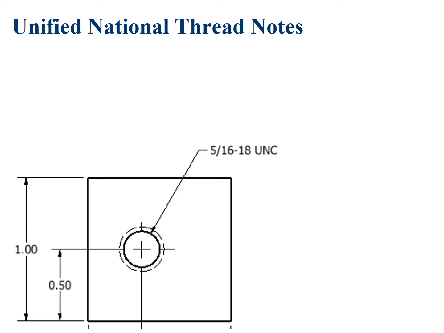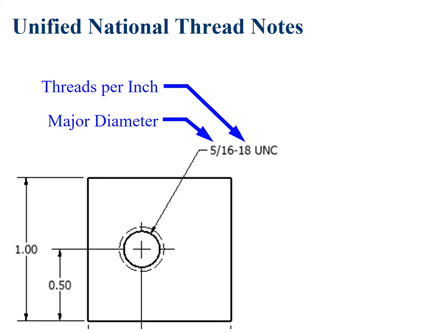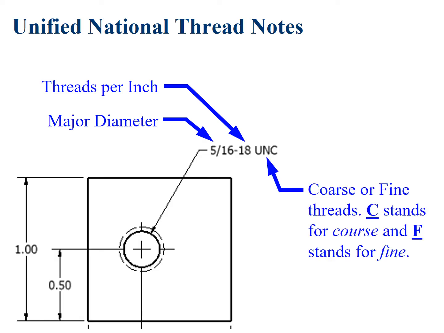The Unified National Thread notes include the major diameter of the hole, the number of threads per inch, and whether the threads are coarse or fine threads. C stands for coarse and F stands for fine.